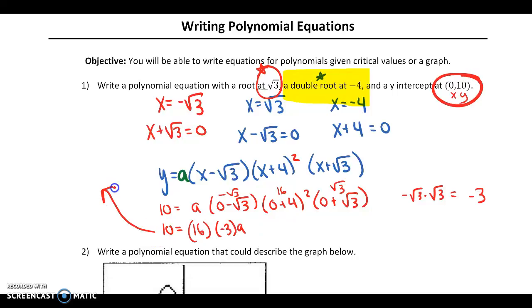I'm running out of room, so I'm going to write over here. So I'll have 10 equals negative 48a. Divide both sides by negative 48. It's not going to be pretty, but it's okay. So let's see. I simplify that, divide them both by 2. I get negative 5 over 24 is my a value.